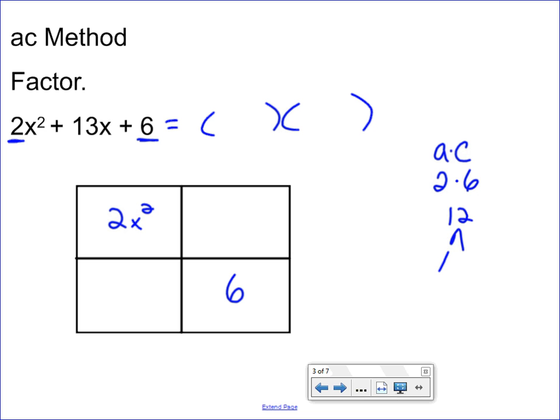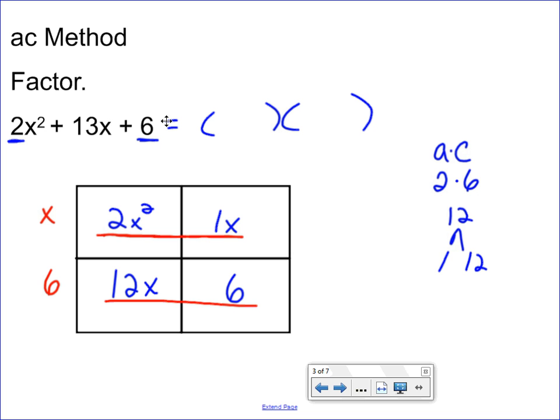So 1 and 12. 1 and 12 add up to 13. So that tells me this. One of these boxes is a 1x. One of these boxes is a 12x. Okay, so then what do we do from there? Here's where we tie in the other type of factoring. We look at these two terms going this way, and we look for what's common. What's common in those two terms is an x. Then I look at these two terms going this way. What's common between those two terms? They have a common factor of 6. So I factor out a 6.